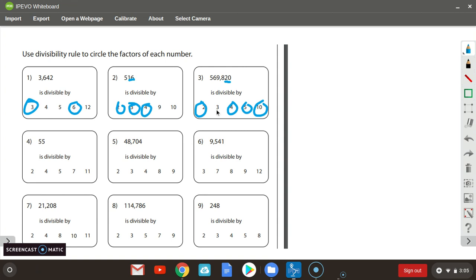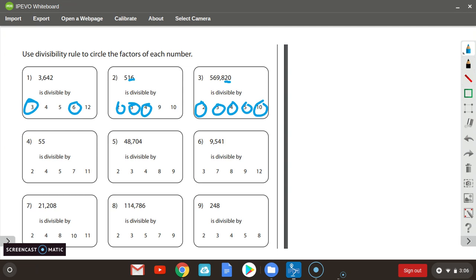And then for 3, I need to add up the values of the digits and see. So I'm going to add 5 plus 6 plus 9 plus 8 plus 2 plus 0. So 8 plus 2 is going to be 10. 10 plus 5 is 15, plus 6 is 21, plus 9 is going to be 30. So 30 is a multiple of 3, so it's divisible by 3.